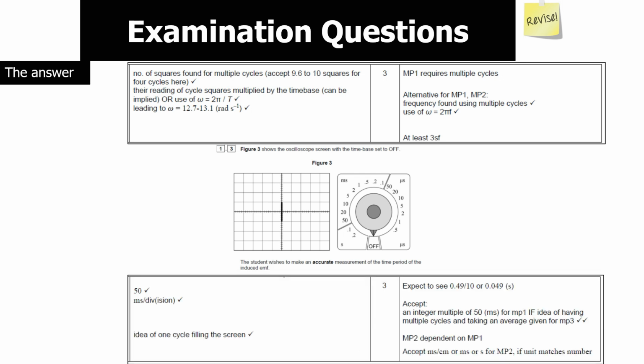Now again, the answer for this next one should be about 50 milliseconds per division, because what you want is you want your 1 cycle to fill the entire screen. So you've got to think, how would you work it through to get 1 cycle in there? So it's going to be that 50 milliseconds value from the information given in the previous question.